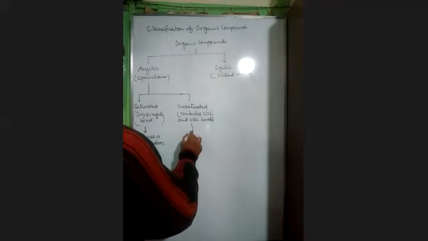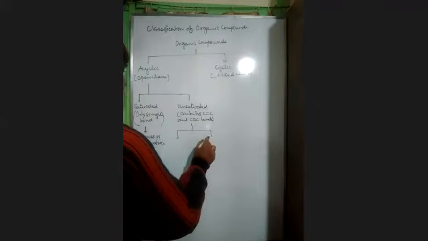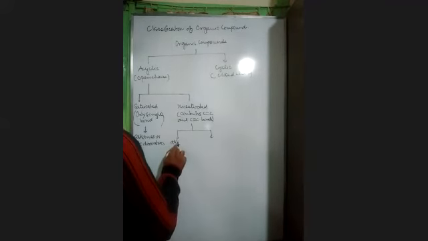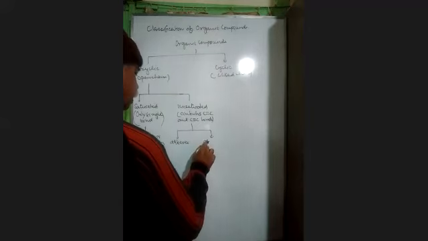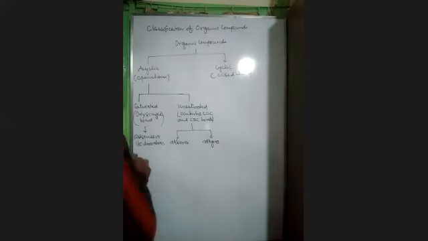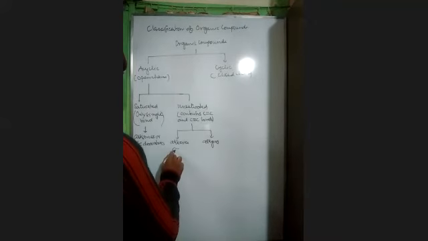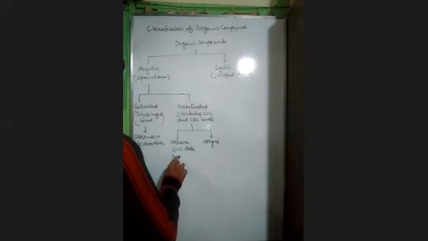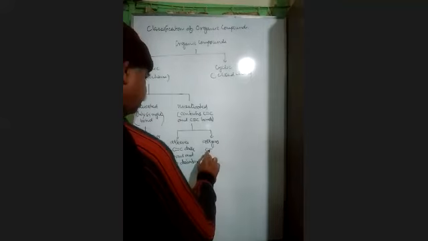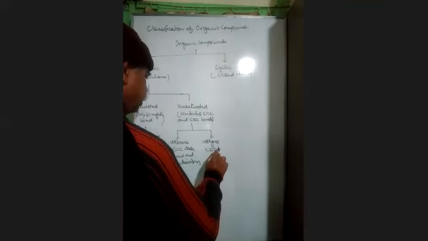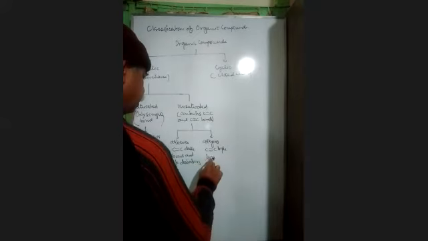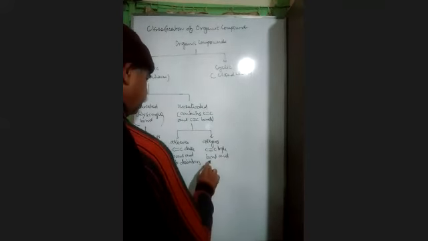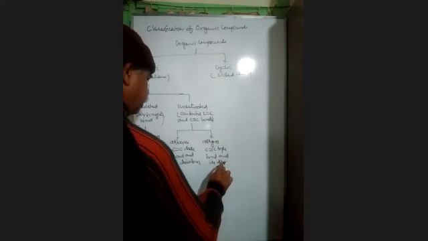Here, the unsaturated ones will again be classified into two categories. They are called alkenes, with a carbon-carbon double bond and its derivatives, and alkynes, with a triple bond and its derivatives.